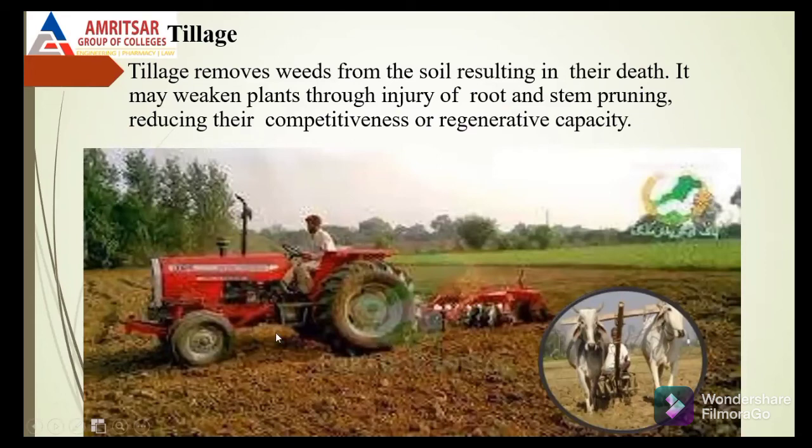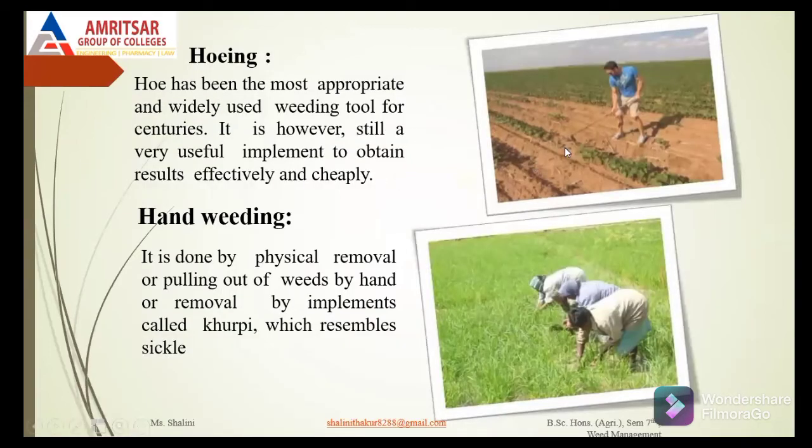So these practices help to control weeds, because they directly damage the root and stem system of the weed if it is growing in our main field. That is hoeing, which we particularly do manually. Hoeing is the process in which we use any kind of weeding tool and remove the weeds from the main field.